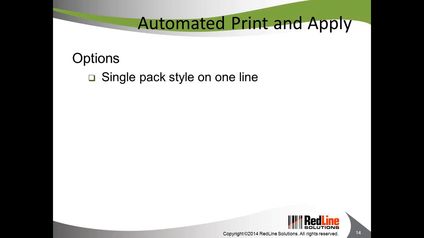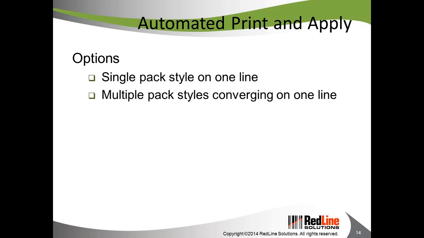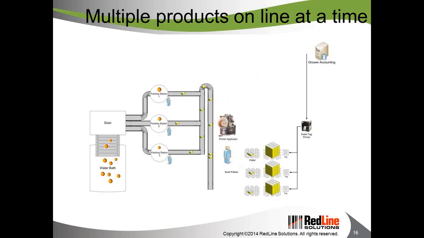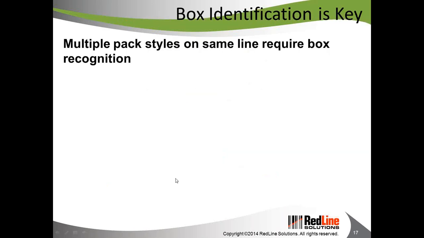So when you're doing automated print and apply, you have single pack styles, where you have only one pack style coming down the line, or multiple pack styles converging on one line. Here's a picture of what that looks like for a single pack style on a line, and here's an example of what that looks like with multiple, where I have things being packed individually and then moving down the conveyor onto a converged area where I've got a mixing of the different pack styles.